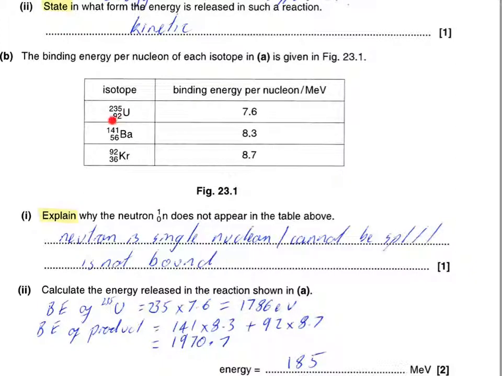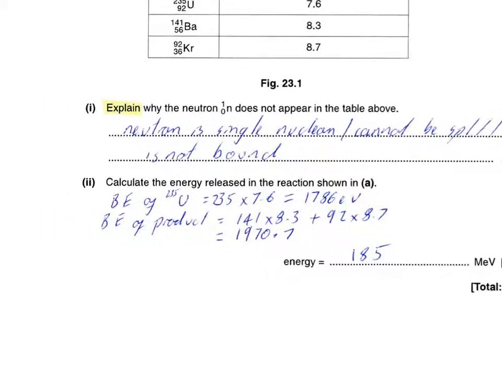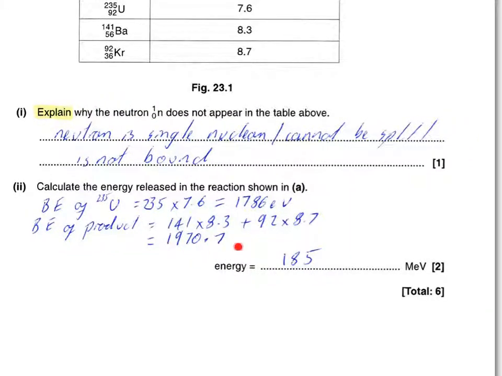I'll take the 141, multiply it by the 8.3, and the 92, multiply it by the 8.7. That'll give me the total binding energy of the products. 197.7, take one from the other, and I get 185 mega electron volts. So that's G485 Homework Booklet question 23.